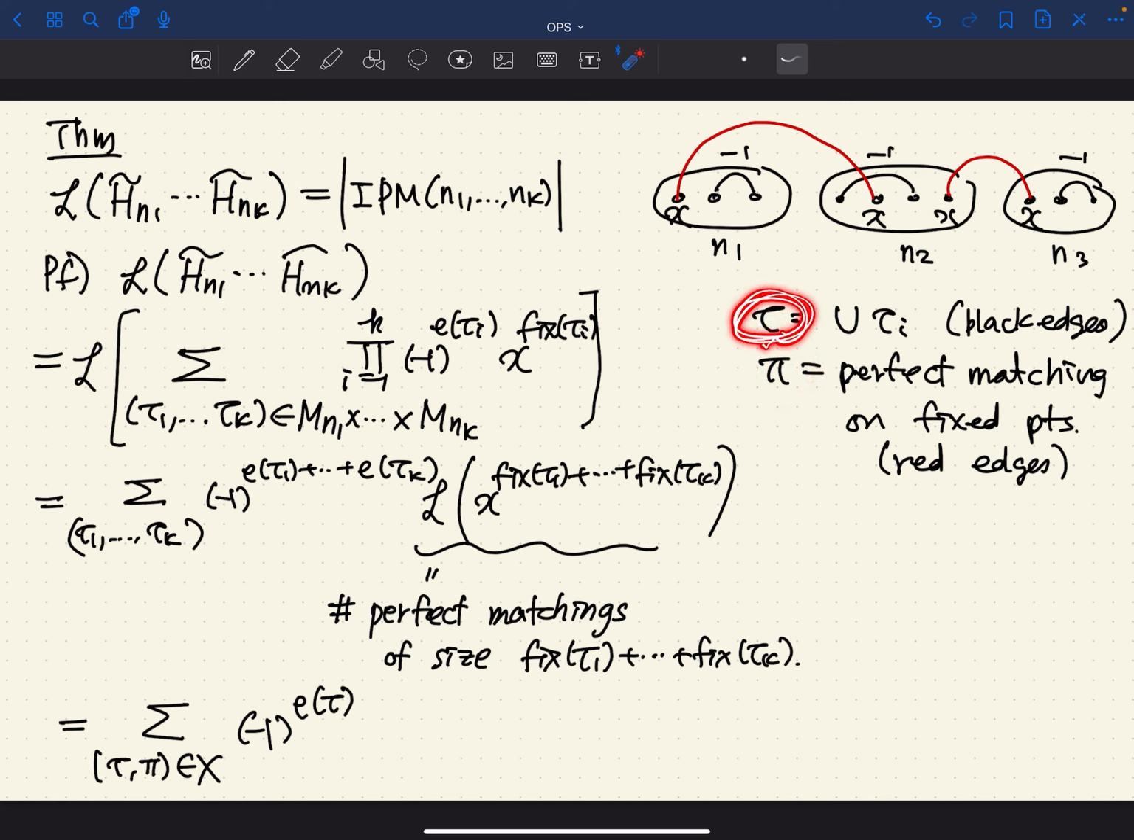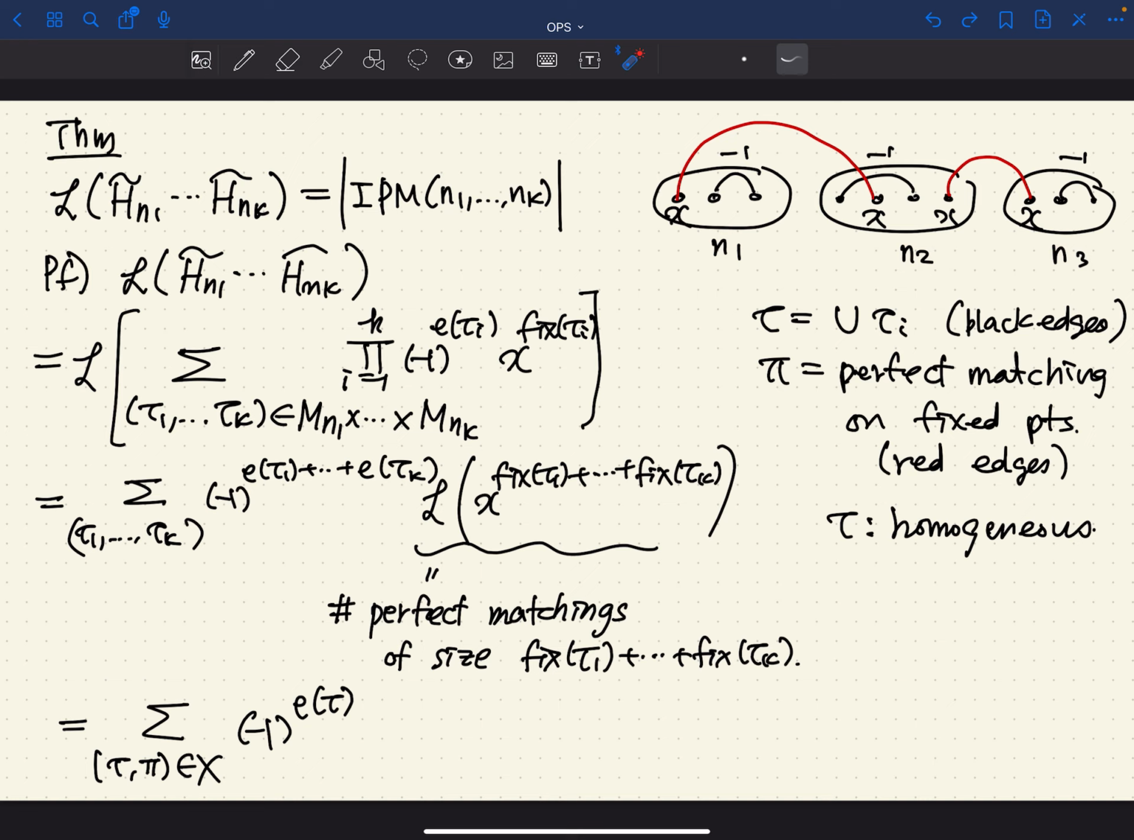Every edge of tau is homogeneous, but there is no restriction on pi. And then what is the sign? The sign is determined by the number of black edges, that is basically the number of edges in tau. So we have a configuration like this. Just imagine these are fixed. Imagine all possible configurations like this, right?